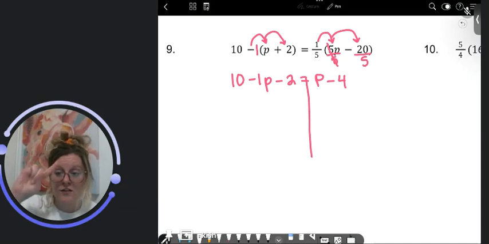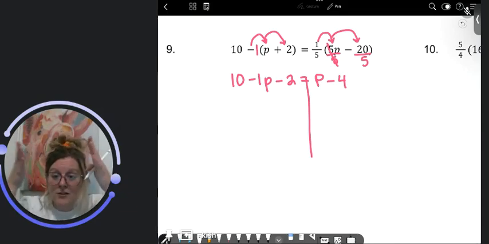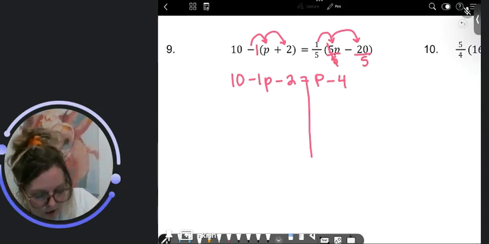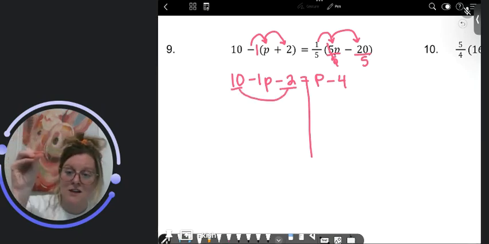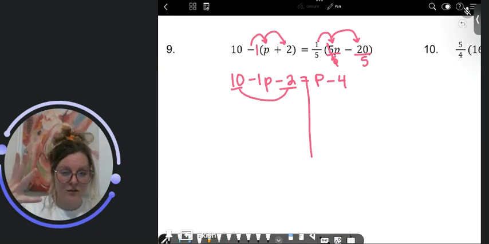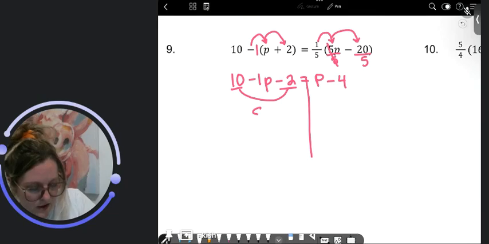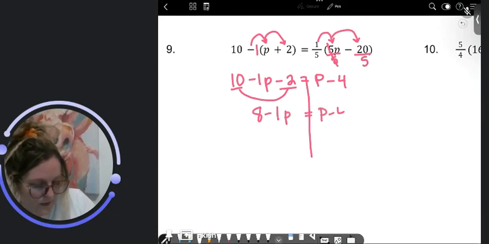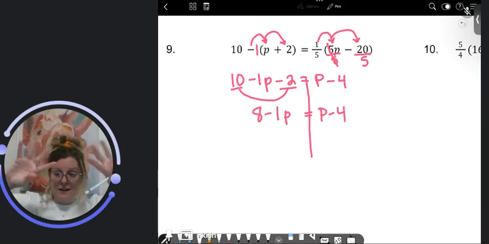All right, here is my line. I'm going to check. On the left side, I see 2 regular numbers without a P. I'm going to go ahead and combine them together. They are on the same side, so I'm going to do exactly what the sign says. 10 minus 2, which gives me 8. Everything else I am going to copy down exactly. My left and right side look simplified.